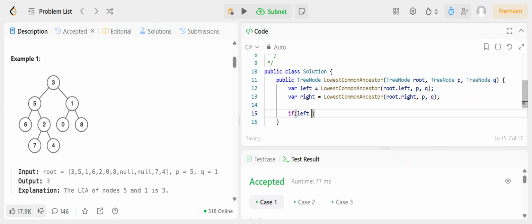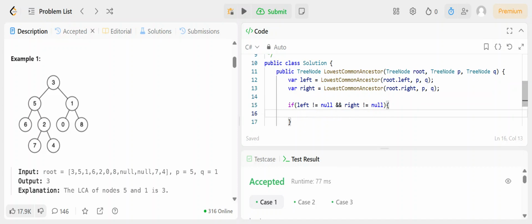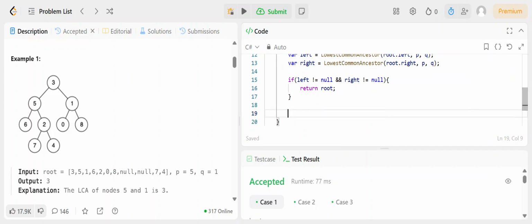If left is not equal to null and right is not equal to null, that means we got some values. We found P in the left part and Q in the right part. That means root is the lowest common ancestor for this. If we didn't find in the right part or left part, that means both values are hidden in one of the sides. That means I can return left or right, whichever is not null will be returned.